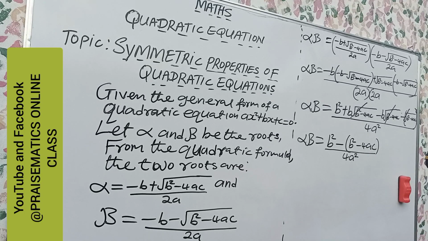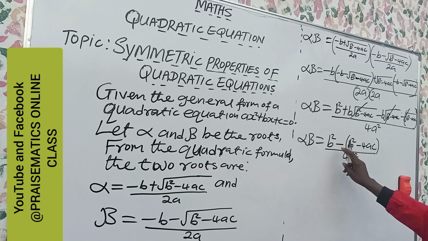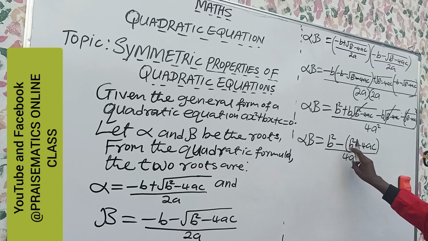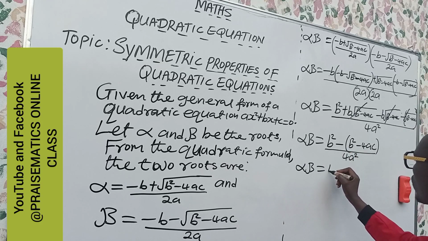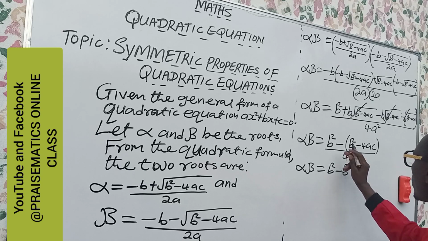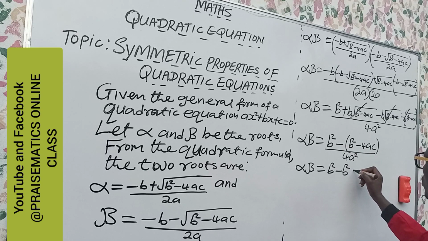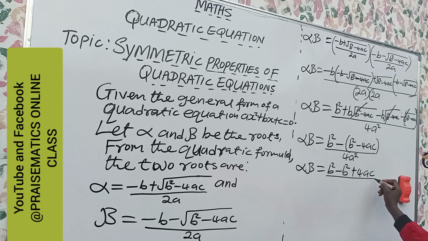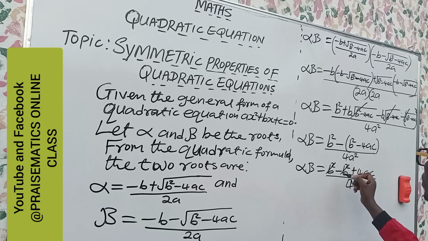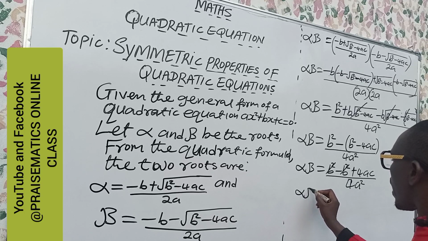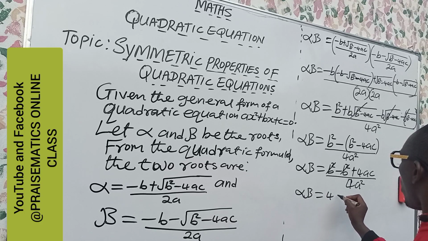What do we do again? We are going to multiply out by minus 1 here. Breaking the bracket, alpha beta is equal to minus 1 times this, which gives us b square minus b square, and minus times this gives us plus 4ac, all over 4a square. Plus b square and minus b square cancel, and we have that alpha beta is equal to 4ac all over 4a square.